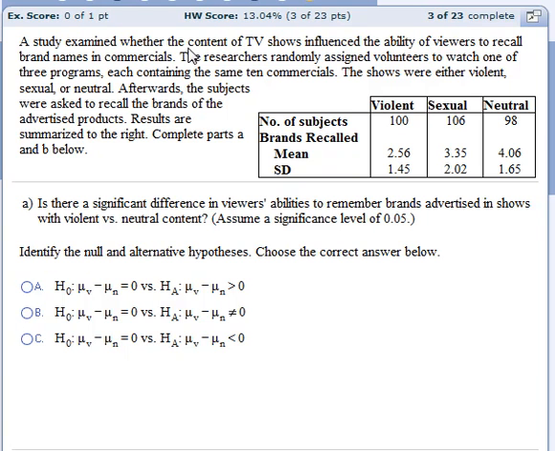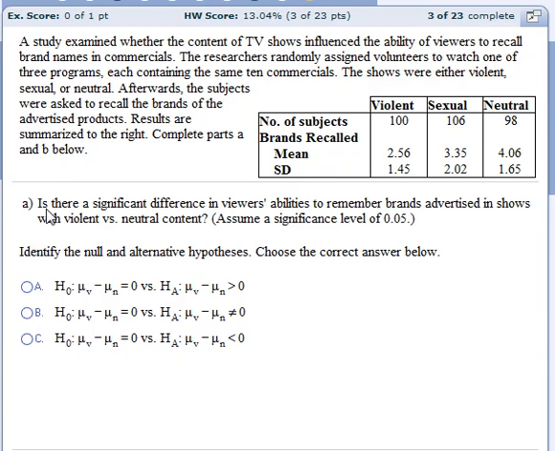Okay, a study examined whether the content of TV shows influenced the ability of viewers to recall brand name commercials. The researchers randomly assigned volunteers to watch one of 3 programs, each containing the same 10 commercials. The shows were either violent, sexual, or neutral. Afterwards, the subjects were asked to recall the brands of advertised products. Results are summarized, complete parts A and B below.